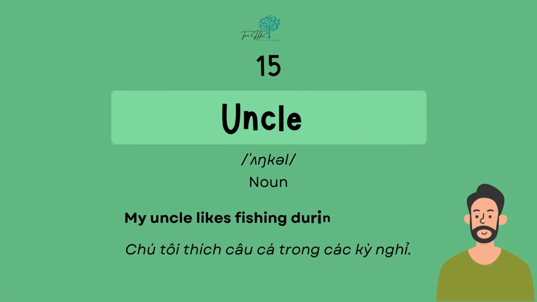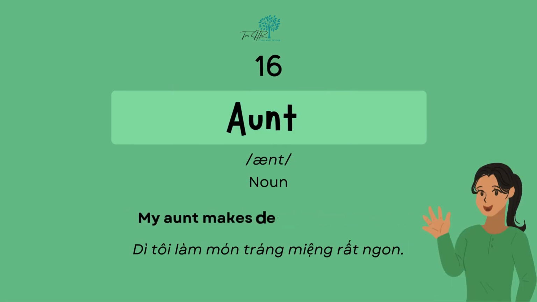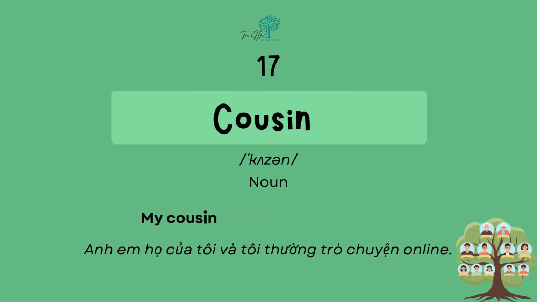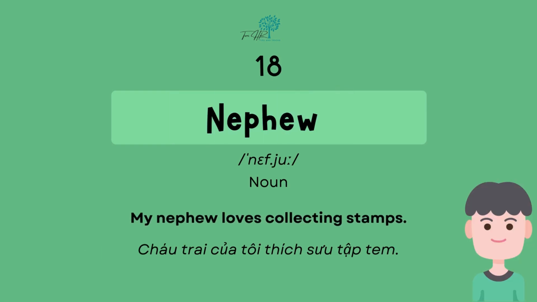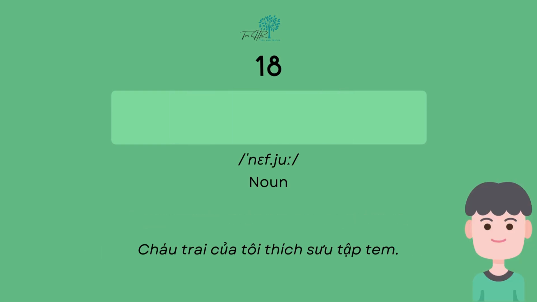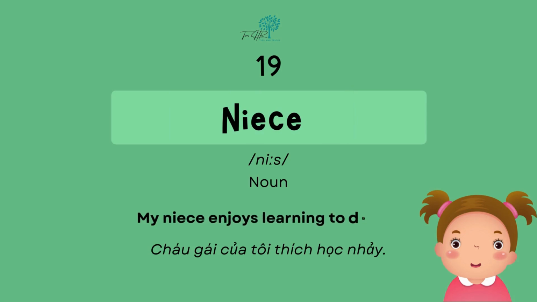15. Uncle. My uncle likes fishing during holidays. 16. Aunt. My aunt makes delicious desserts. 17. Cousin. My cousin and I often chat online. 18. Nephew. My nephew loves collecting stamps. 19. Niece. My niece enjoys learning to dance.